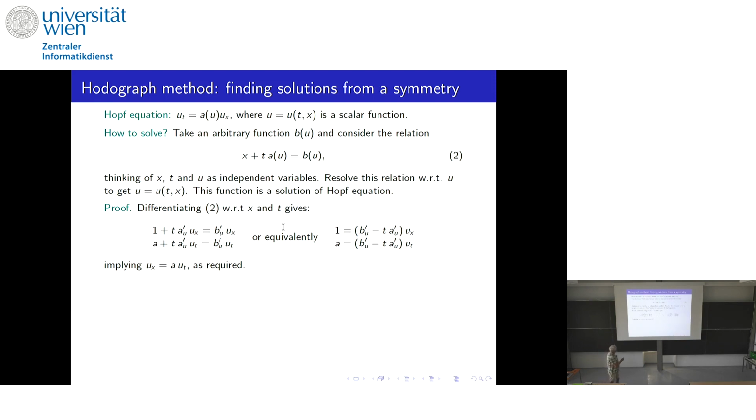So these two equations I view as a system of equations on ux and ut, and I simply rewrite it algebraically. So the structure of the system is clear. And then if you rewrite it this way, you see that ux is a ut, because these two coefficients are the same as required. So choosing a function b, we get a solution of this, and the set of solutions is big enough to cover all possible solutions. So we are done. This is a solution of the Hopf equation.